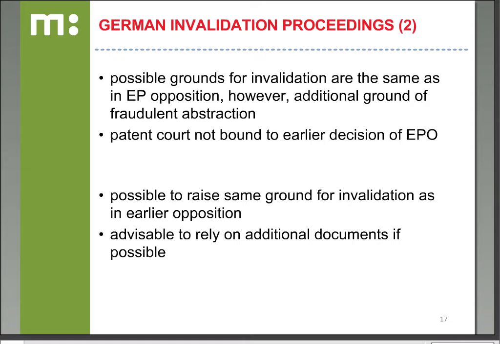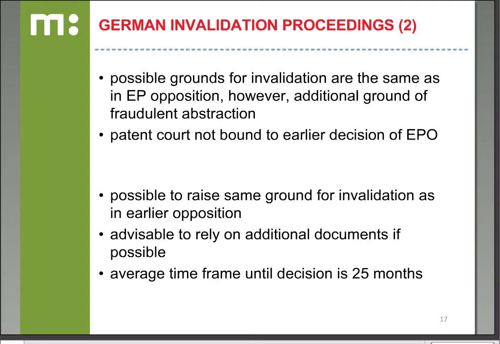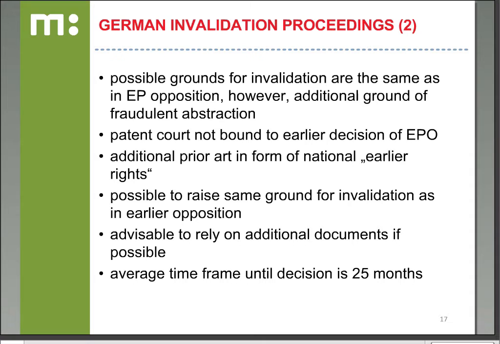In that case, it may be also interesting that the time frame until a decision at the patent court is at the moment 25 months, again, a bit more than 2 years. And I talked about that you may rely on additional documents. And there's also one important difference between the nullity action and the opposition at the EPO. Because in the German court, you have additional prior art in form of national earlier rights.